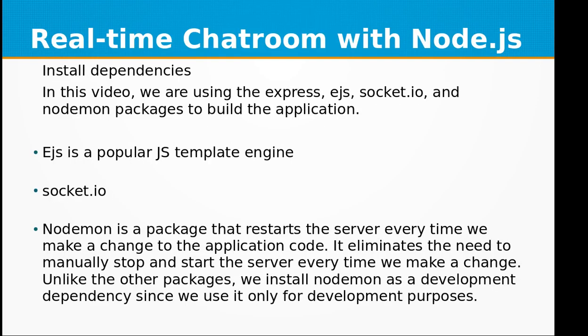Okay, let's install the dependencies. In this video we are using the Express server, EJS templating engine, Socket.io and Nodemon packages to build the application. EJS is a popular JS templating engine. Socket.io is the library responsible for creating connections between the server and the client. Nodemon is a package that restarts the server every time we make a change to the application code. It eliminates the need to manually stop and start the server every time we make a change. Unlike the other packages, we install Nodemon as a development dependency since we use it only for development purposes.